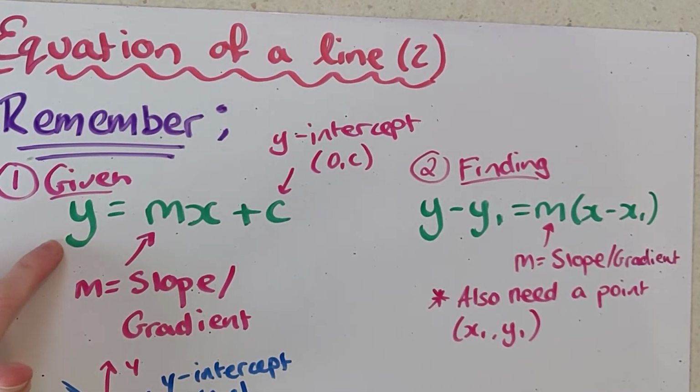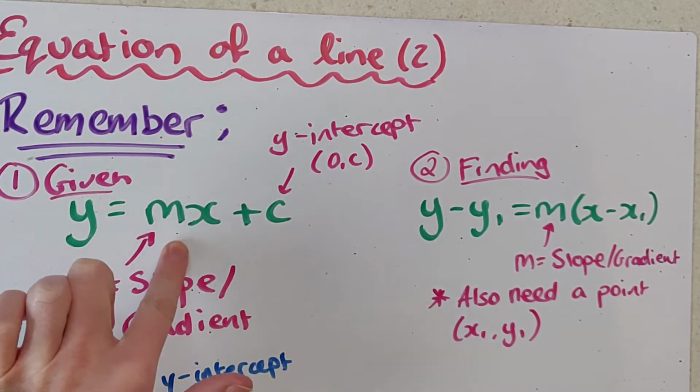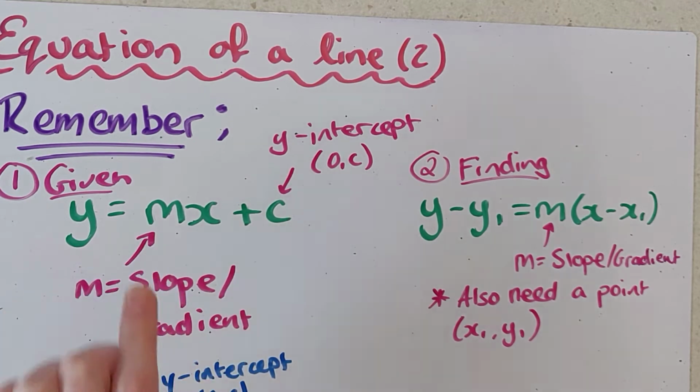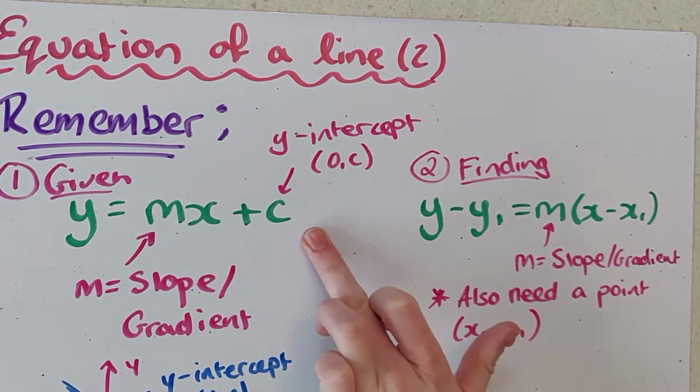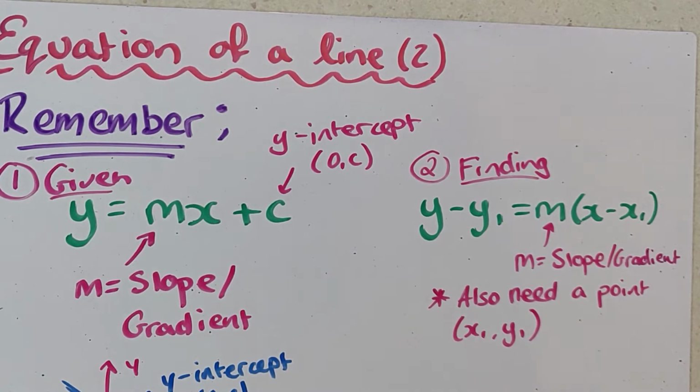When we use y is equal to mx plus c, it's usually because we've been given the equation of a line. And when we're given the equation of the line, if we rearrange it so that y is by itself, we can use it to find the slope, which is m, the number in front of the x value. Another word for slope is gradient, and we can use it to find the y-intercept, which is 0, c.